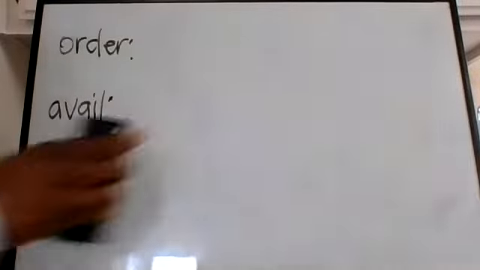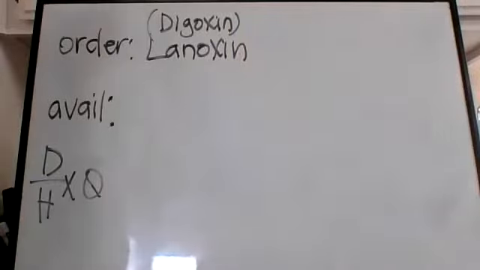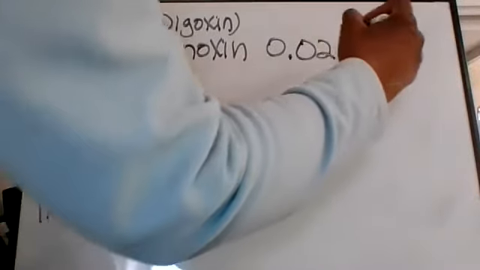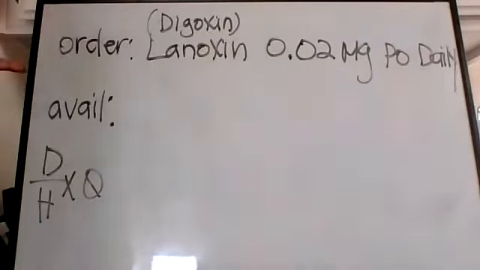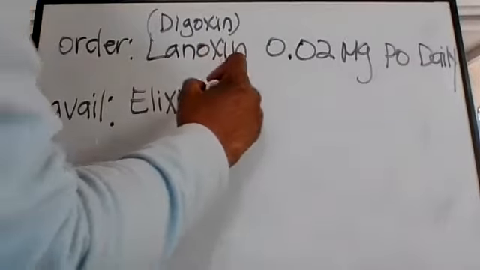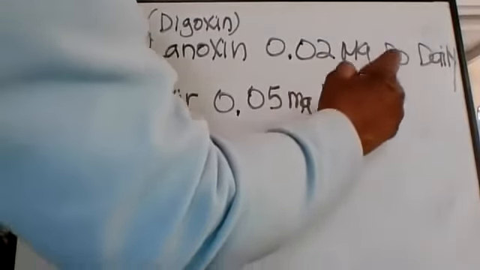I hope you guys are getting into the rhythm of this and understanding it. All right, so here's another one. Lanoxin. Lanoxin is the same as digoxin. It's the same. The medicine is 0.02 milligrams PO daily. Okay. What we have available is an elixir of 0.05 milligrams per milliliter. Okay.